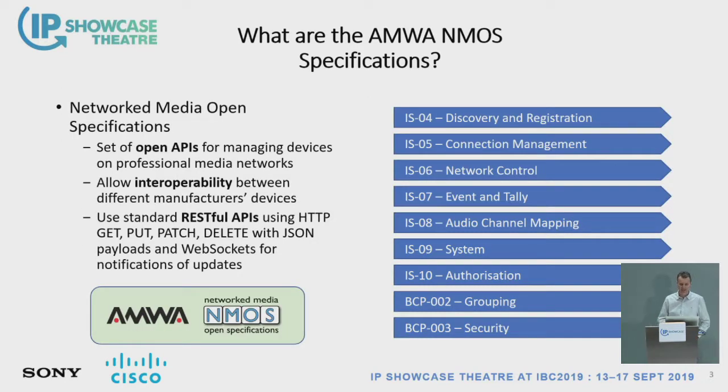So what are the AMWA IS-06 specifications? Well, I think most of you know about ST2110, which is for the transport of the media over the network, the video, the audio, the ancillary data. That's what I'd call being kind of the transport layer. The AMWA IS-06 specifications are more about the control and management layer.